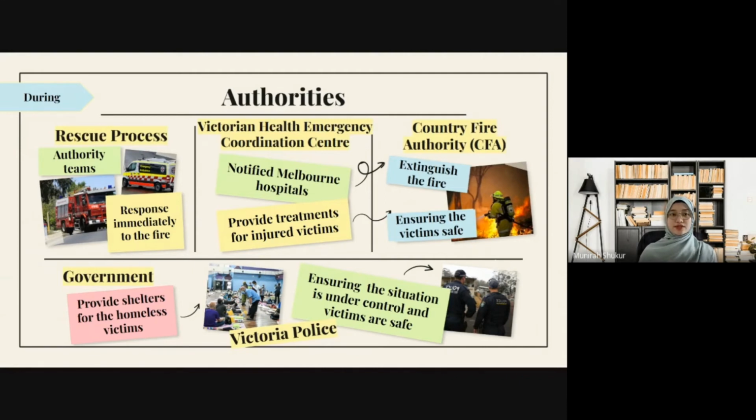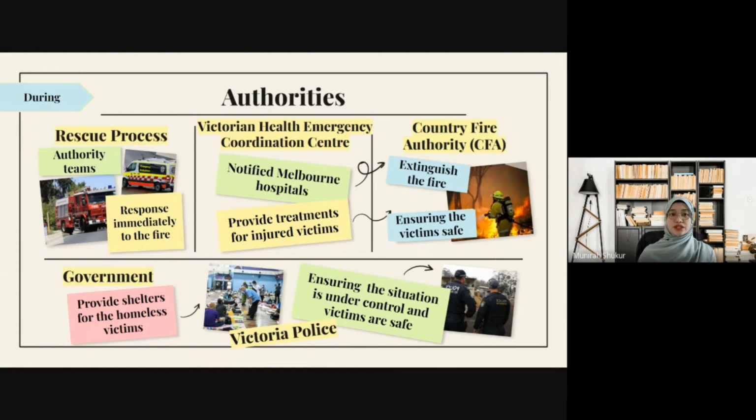First solution is the rescue process from authority teams such as police, firefighters, and hospital personnel. Responders must respond immediately to assist the victims at the fire scene so that all the victims are safe. However, Victorian Health Emergency Coordination Centre must notify Melbourne hospitals immediately to prepare for burn victims to be treated. Besides, they also need to notify all the nearest hospitals to prepare for receiving the injured people at the bushfire incident so that treatment provided is adequate and quick.